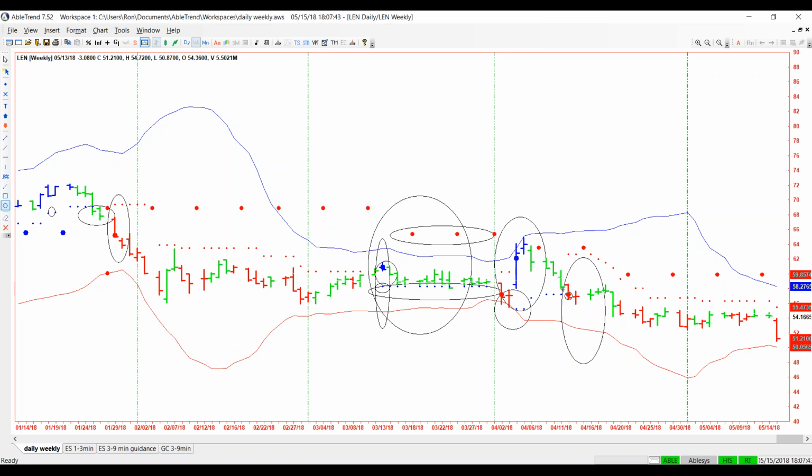And then we would have shorted it over here a couple of weeks ago at 58, because we have a lot of option traders who use the daily, weekly charts. And you're at 51 today, a couple of weeks later. That's a lot of money in just a few weeks, simply using the Able Trend charts.